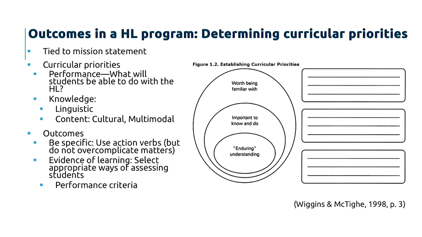So first of all, you have to think about performance. What is it that my students will be able to do with the heritage language, okay? What is it that they need to know in order to do something with the heritage language? What is it that they need to do with it, depending on who your heritage learners are? So you are going to think about linguistic knowledge, and also about content. Again, culture, ethnic, okay? And also multimodal, because we live in a multimodal world, so it's not just a question of perhaps being able to write, but also being able to develop multimodal hybrid products.